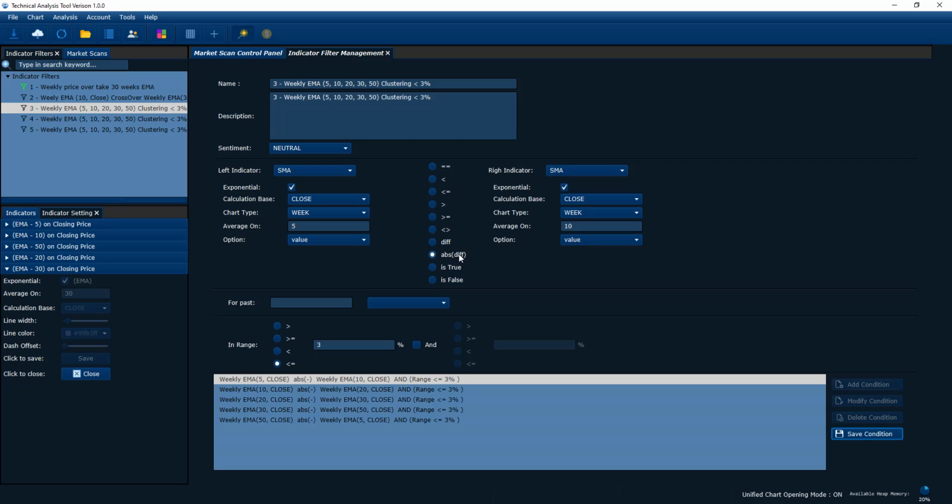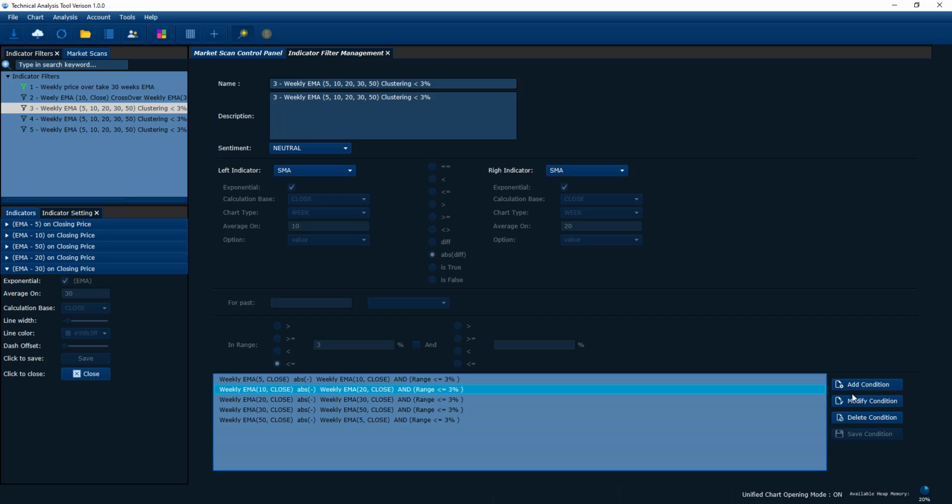You're using ABS diff, which means this subtracted value could be negative or positive, and we only require the positive. That's the math ABS, absolute value, right? You can check your math book for that subtracted value. So that difference between 5 weeks EMA and 10 weeks EMA has to stay in a range less than 3%.